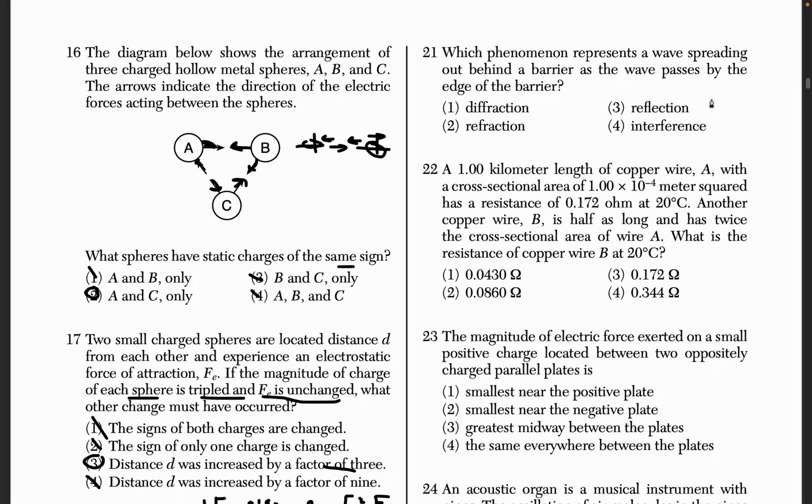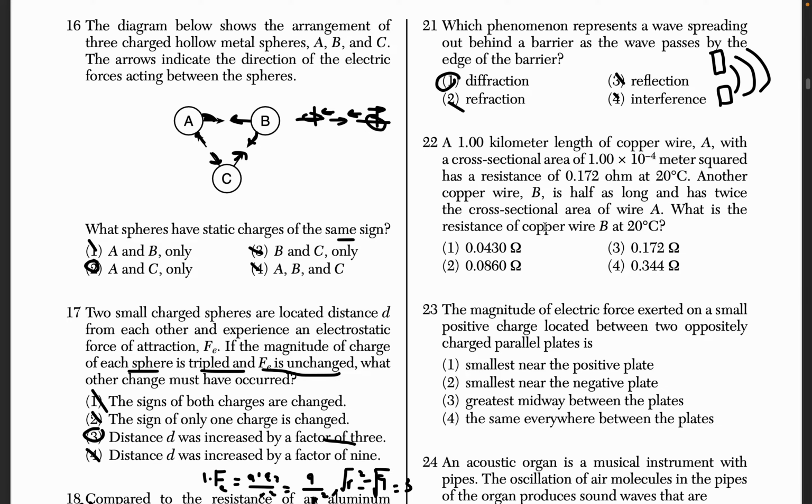Which phenomenon represents a wave spreading out behind a barrier? Okay, I'll draw this out, and then what does this remind you of? Diffraction, right? Spreading out behind a barrier. That's diffraction. And you could do it even, you throw something in water or in a pond, wherever, the ocean, it's going to form waves. That's diffraction.